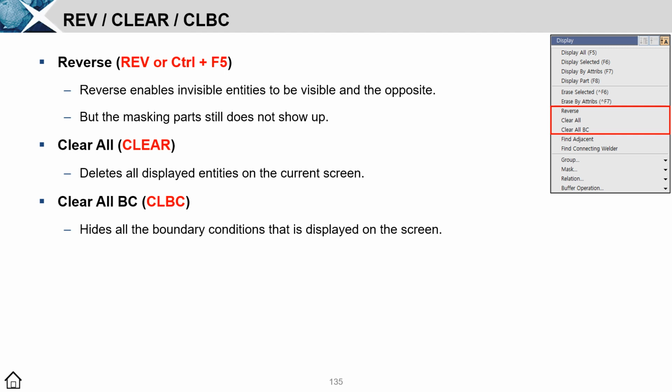Reverse command enables invisible entities to be visible and the opposite. But the masking parts still do not show up. Clear command deletes all displayed entities on the current screen. Clear all BC command hides all the boundary conditions that are displayed on the screen.